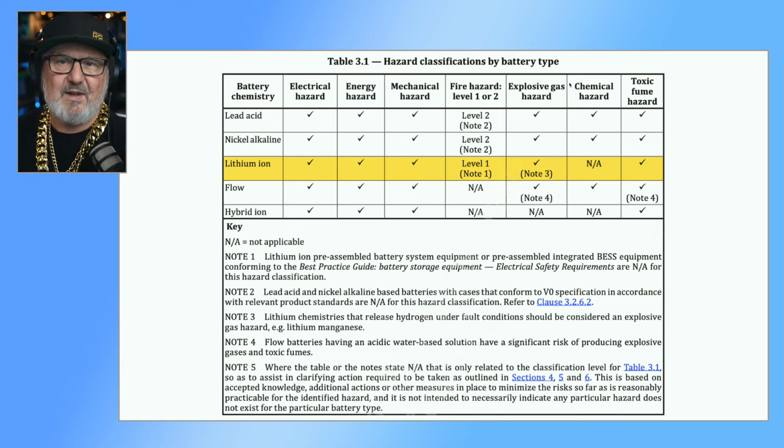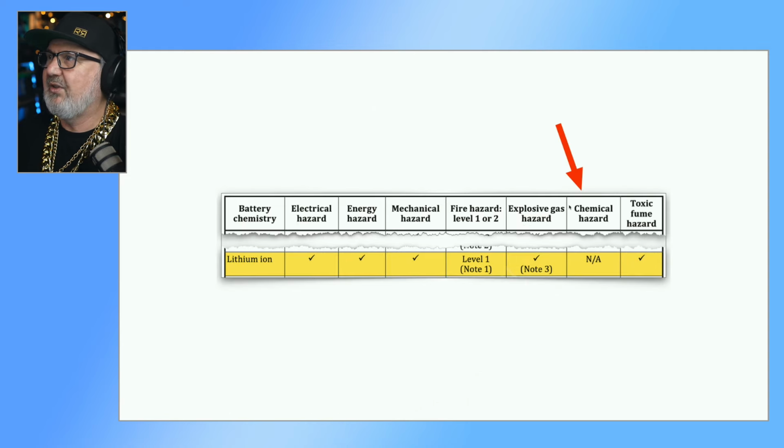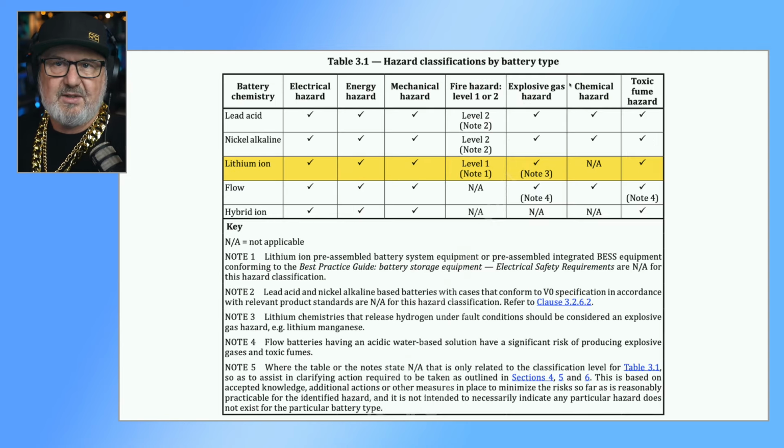When it comes to fire hazard level, we actually talked about that in the last Toolbox Tech Talk, so I'm skipping over the fire hazard, and I'm going to focus on the last 3: explosive gas hazard, chemical hazard, and toxic fume hazard. The one I'm going to start with is chemical hazard. Chemical hazard for lithium ion is NA.